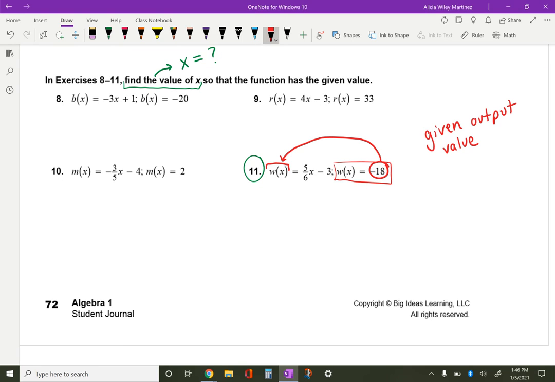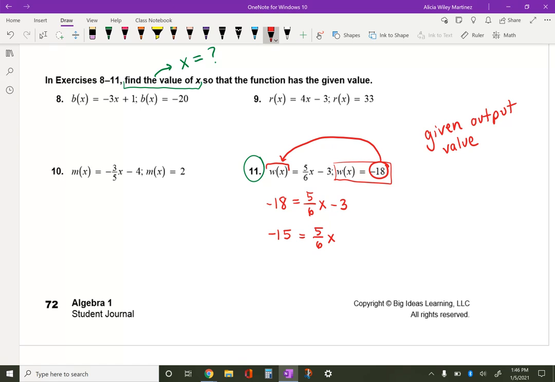So I'm going to go ahead and plug in negative 18 equals, and keep everything else the same, just like that. So going ahead, remember, we're trying to find the value of x, so I want to solve for x. So I'm going to go ahead and solve for x by adding 3 on both sides. That's going to give me what? Negative 15, whoopsies, equals 5/6x.